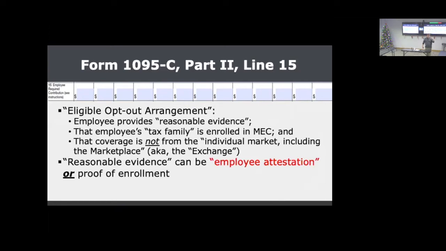Reasonable evidence can include an employee attestation form. So if this is super confusing to you right now, take a step, sit back in your seat, take a deep breath, and hear me on this part. If you have cash in lieu, you don't have to collect a copy of their insurance card or a copy of their plan. You can have them sign an employee attestation form or provide proof of enrollment. You can do both, but you don't have to.